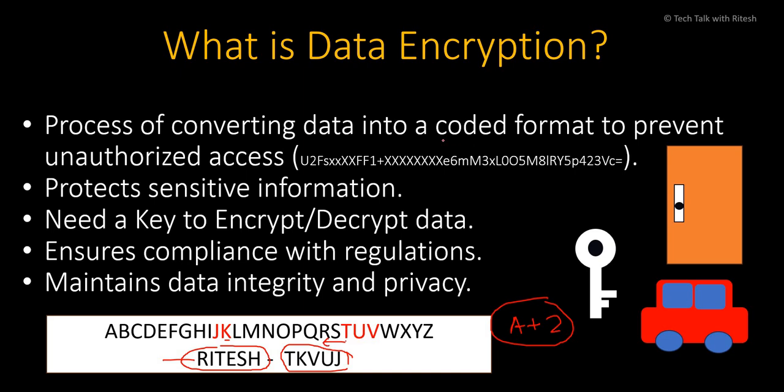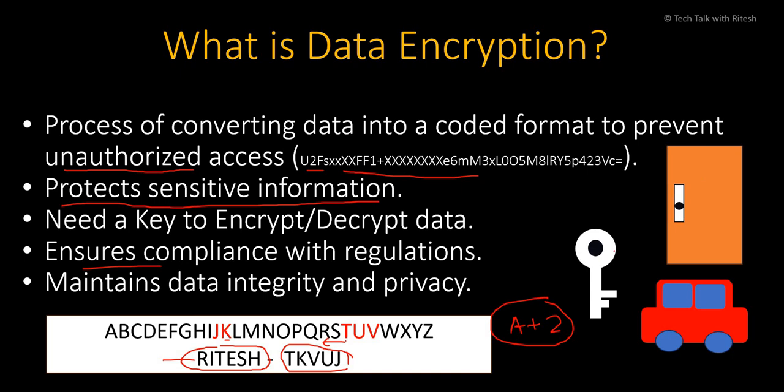So encryption is the process of converting data into a coded format to prevent unauthorized access. Because the other person won't have the key, until the key is available he will not be able to decrypt the data, and that is why it is called encryption and decryption. After encryption, the object will look like this, which of course is not understandable. It protects sensitive information, needs a key to encrypt and decrypt data, and ensures compliance with regulations and maintains data integrity and privacy.